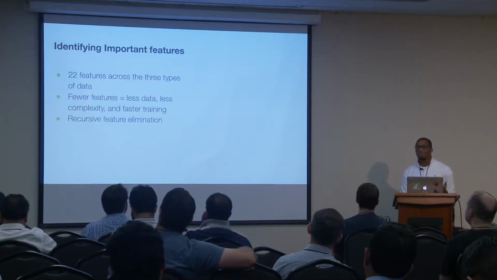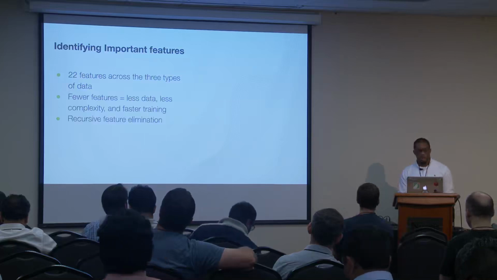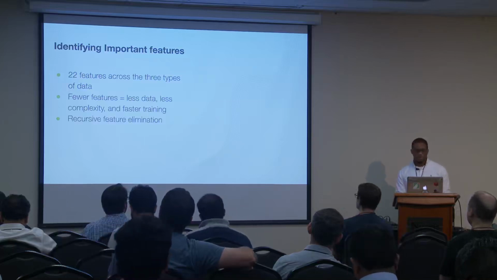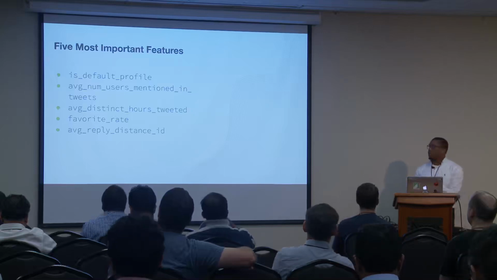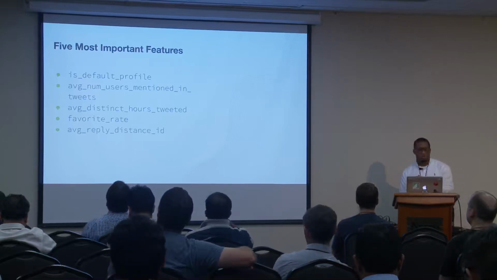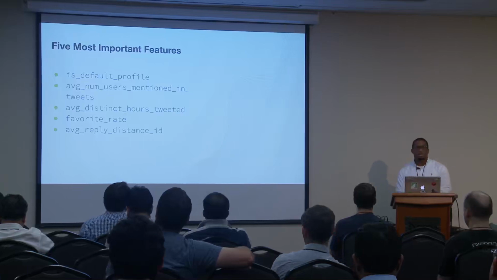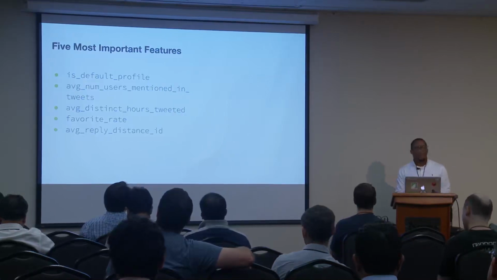recursive feature elimination. There are many ways that you can whittle down the features in your data set, but this is the way that we did it. So we found that when combining the account attributes and the tweet data, these were the 5 most important features. We wanted to see, is this account a default profile? So is this an egg account that has no profile picture, no bio?